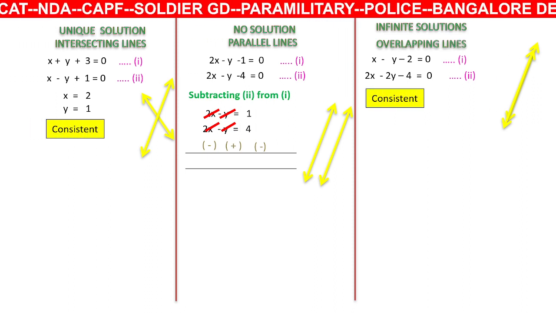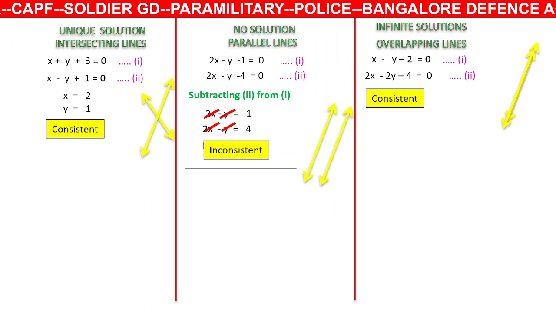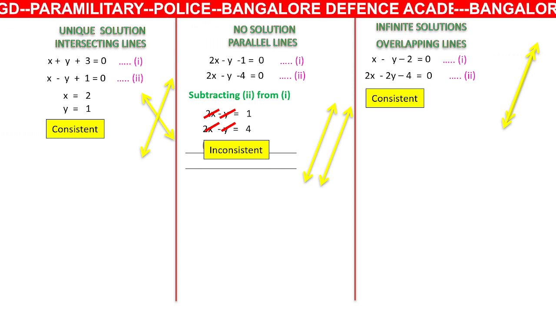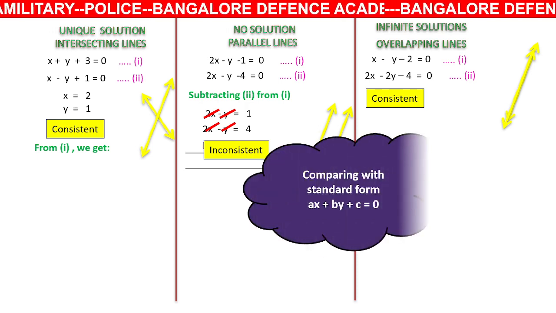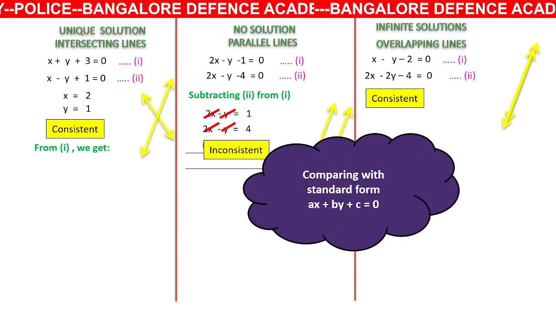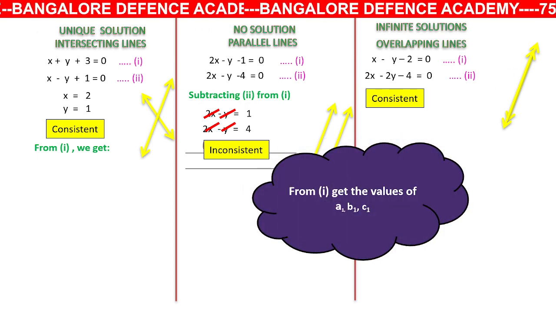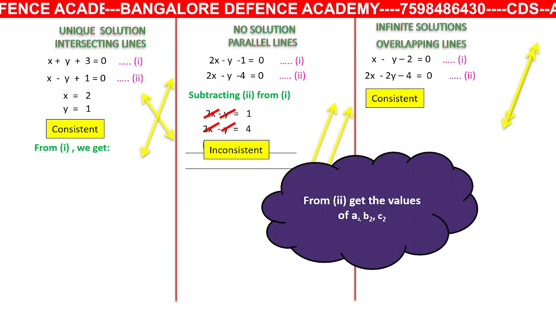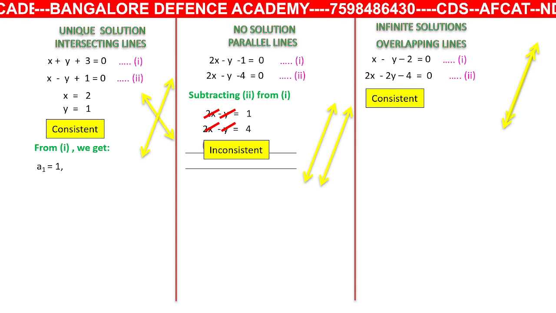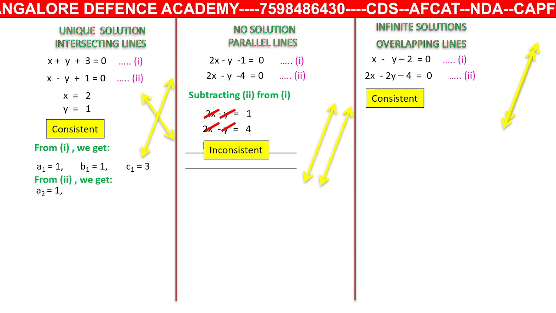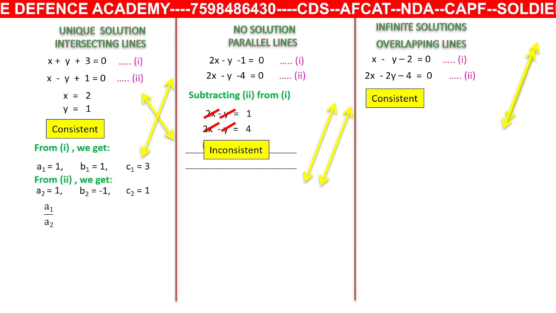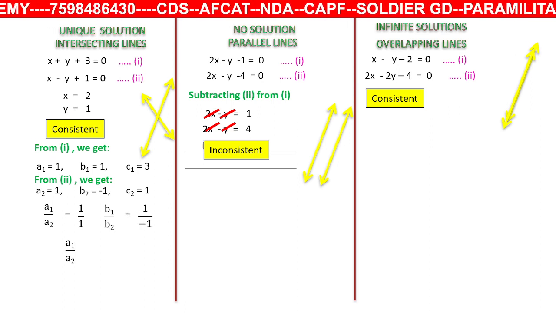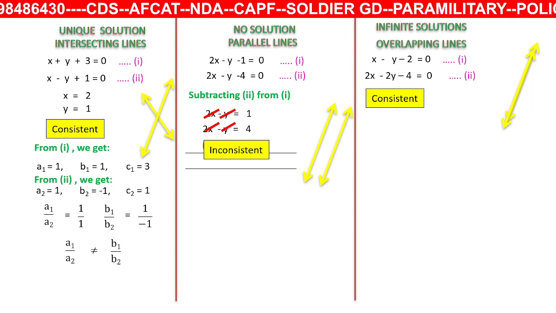So the first and the last case are called consistent, and in between, the parallel lines which don't have any solution are called inconsistent. You should note this property. Comparing with the standard form, ax plus by plus c is equal to 0, from 1 we get the values of a1, b1 and c1, and from 2 we get the values of a2, b2, c2. In this way you are going to solve. This is also one more condition of consistency and inconsistency we did in the last class. You can just check it.